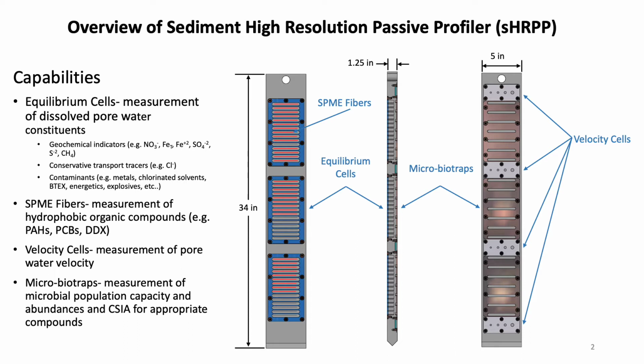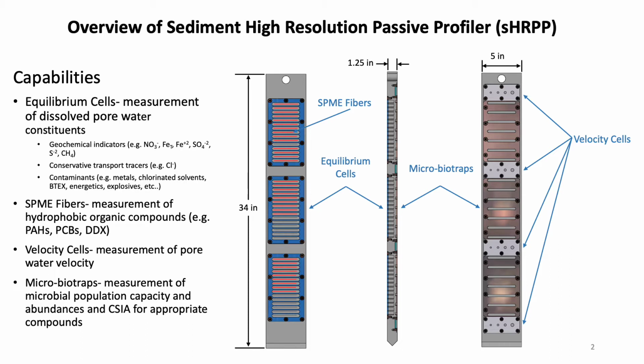For contaminants with much higher absorption parameters, very high KOW values, also referred to as the hydrophobic organic carbons. Those would include things like PAHs, PCBs, DDX, which typically must be concentrated in some form before they can be analyzed. The samplers can be adapted to use SPME fibers. SPME fibers are able to accumulate the contaminants and will eventually approach equilibrium with the pore water, but because of the sorptive nature of the fibers, accumulate the contaminant to the point where they can be readily analyzed.